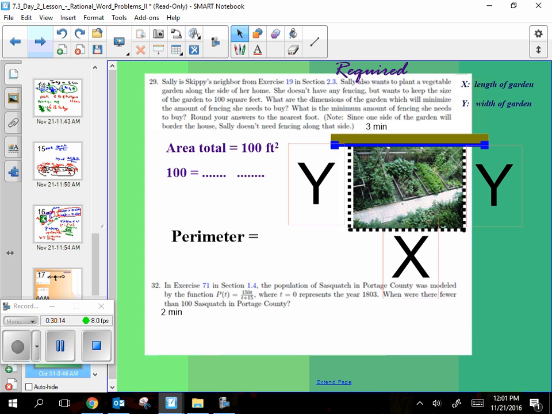Then here, a typical word question. I feel like this one's a little unnecessary, so cross off that one. All I want you to do is that top one. Sally is Skippy's neighbor. She wants to plant a vegetable garden. Strongly recommend doing that problem. It's a great one for practice.